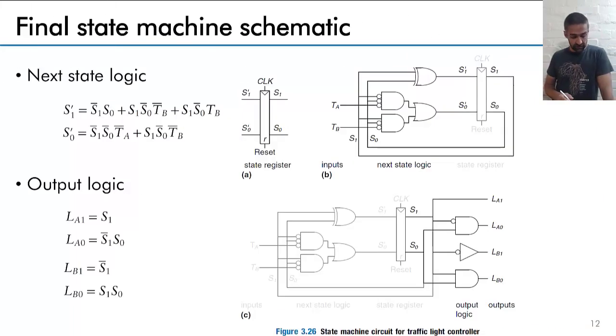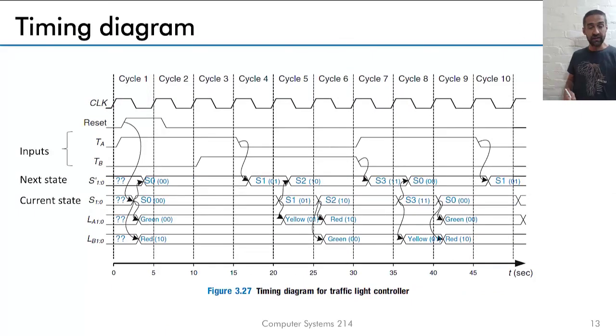Okay, and then the output logic. This is the output logic, and as you can see, we have those 4 functions here, and they take the current state and they just then drive out the A light and the B light outputs. So it's as simple as that. Now we get to the timing diagram. This is very important.